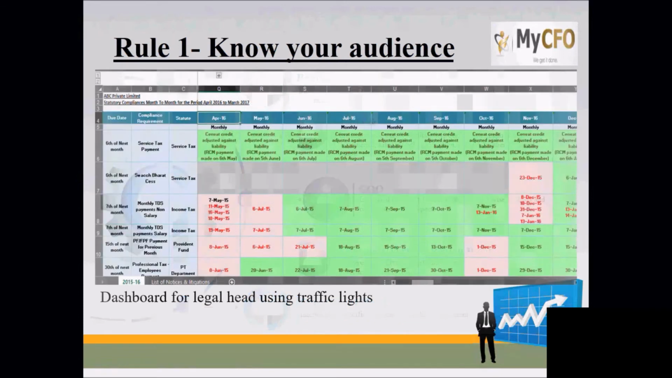Let me take you through a few examples. This is one of the dashboards that we created for a legal head. With the usage of traffic lights, you can see that this particular dashboard only caters to the requirements of a legal head, whether the service tax, the monthly TDS, the PF, PD, other legal requirements, and company law requirements are being properly catered to or not.